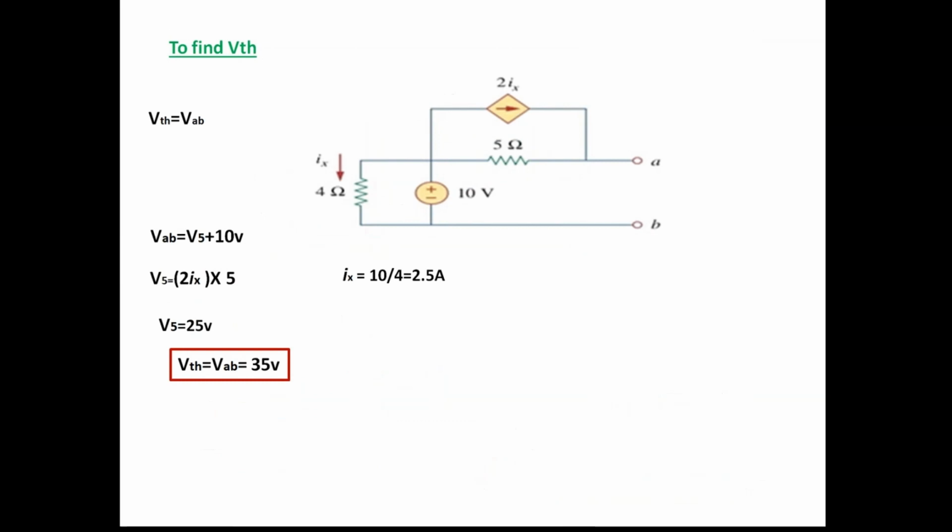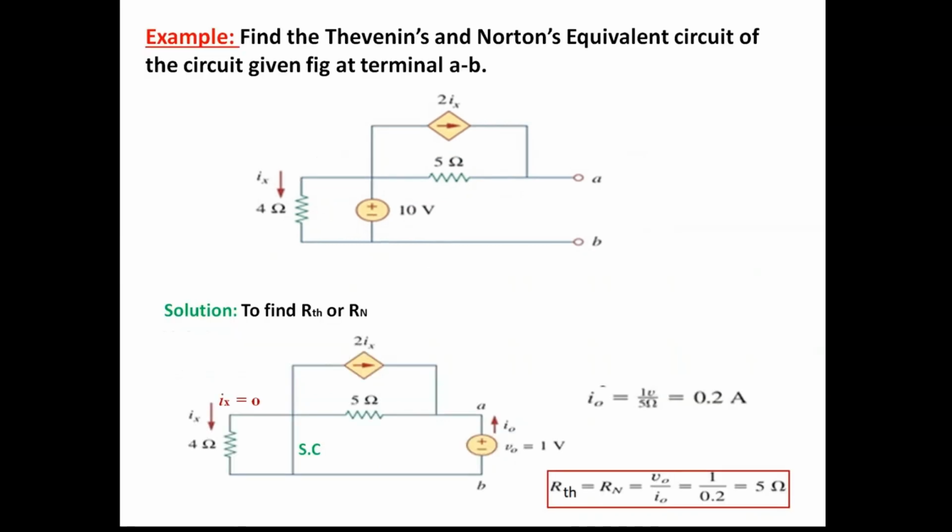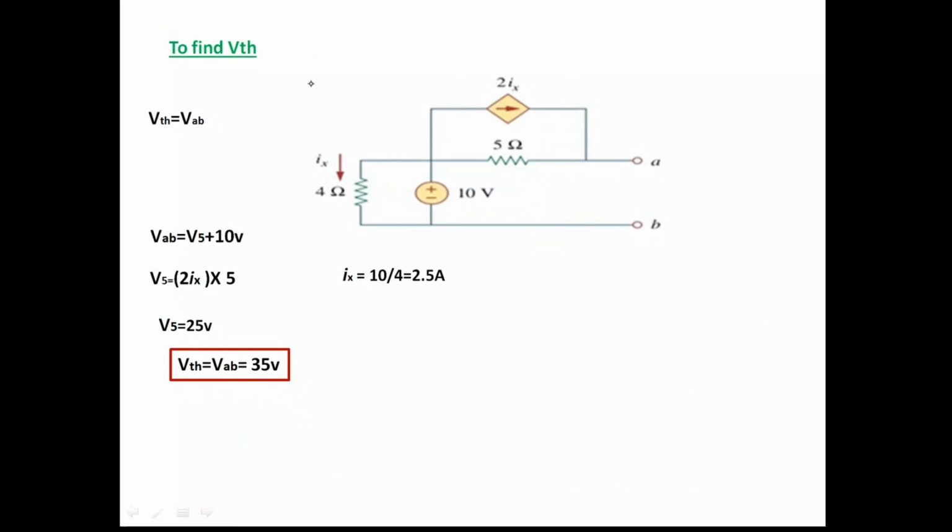Then to find VTH, so we have to find VTH. How do you find VTH? Once again, in the circuit given here, you have to find the VOC, the open circuit voltage here. So therefore, VTH is the same as VAB here. Then what is VAB here? So if you look at that VAB, it is equal to this voltage 10 plus V5. See here, I have written here. So 10 volts plus V5 is the VAB, all right?